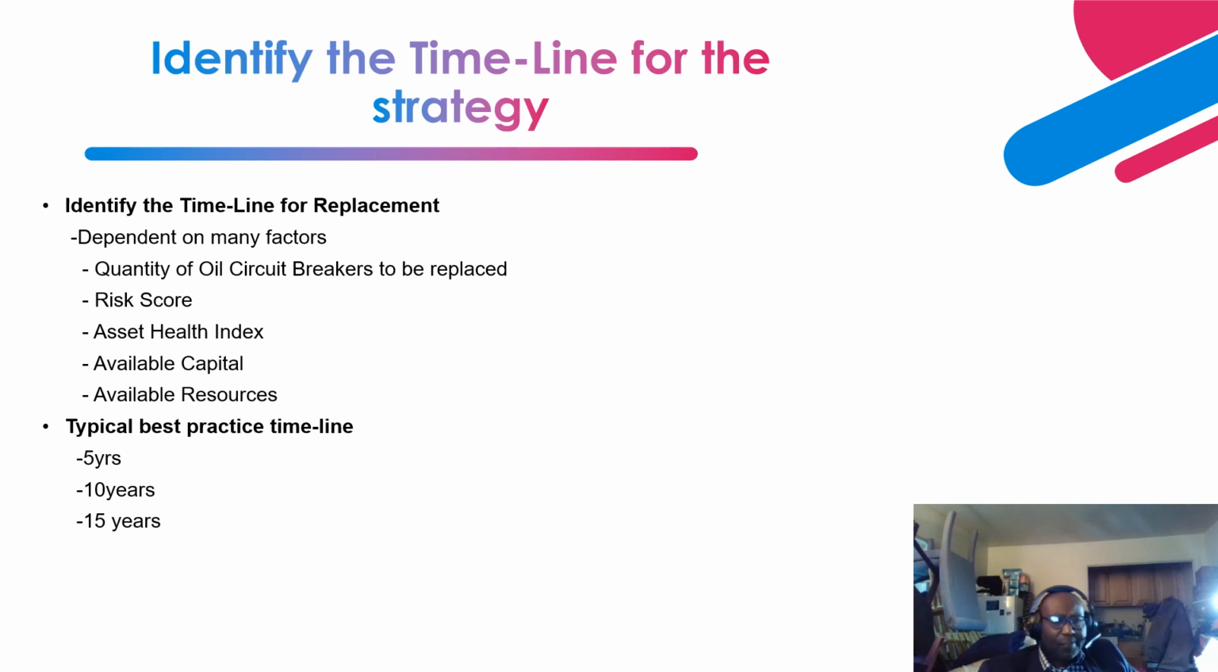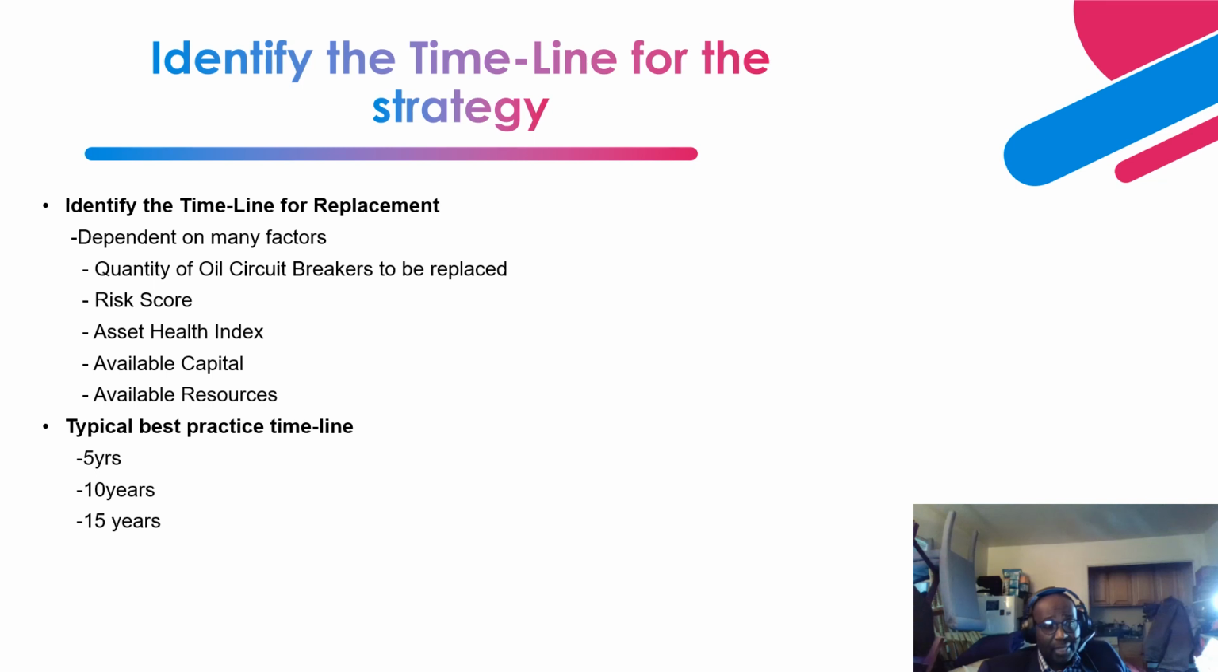Next is identifying a timeline for your replacement. That's very, very important, right? In getting a good grasp of a good timeline that you need to implement, it's very dependent on many factors. And what are these factors, right? The first one is the quantity of oil circuit breakers that you want to replace, right? If there are many, then you should be looking at a much longer time strategy, right?